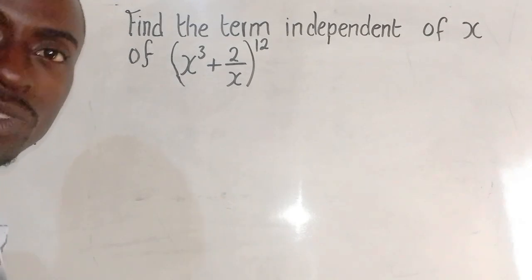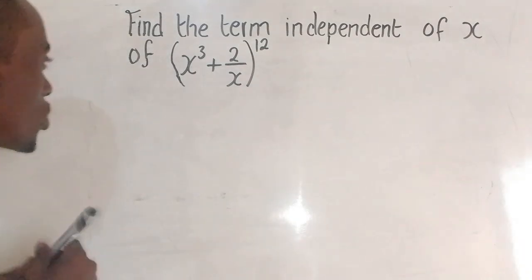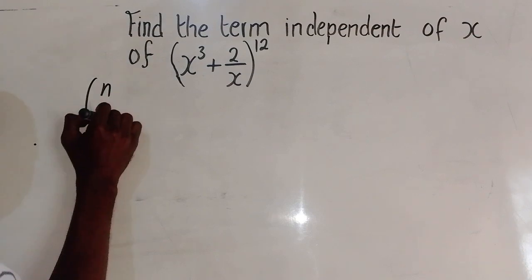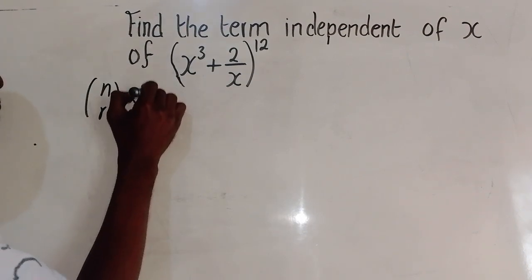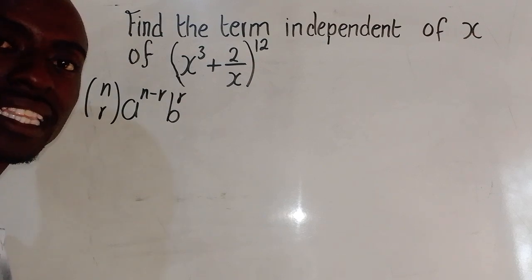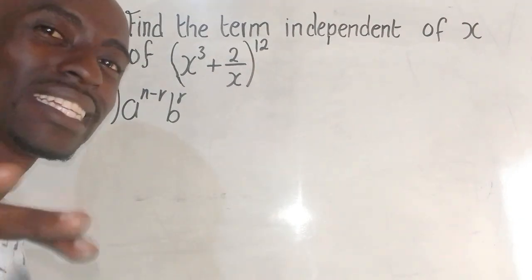So the first step is we need to find the r. Now let me show you first the formula which we use. So the formula is given by this. This is the formula for binomial which we use. Now you must understand that r is just a number which helps us to find the term.